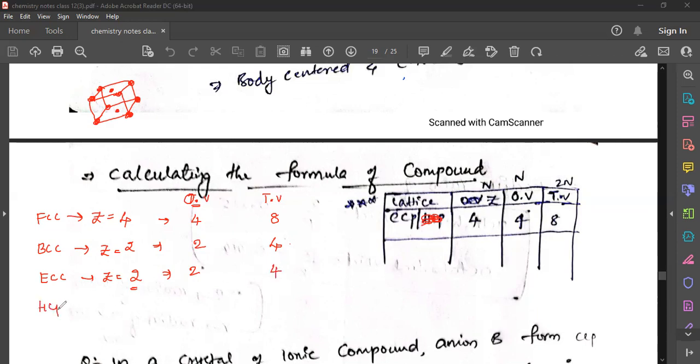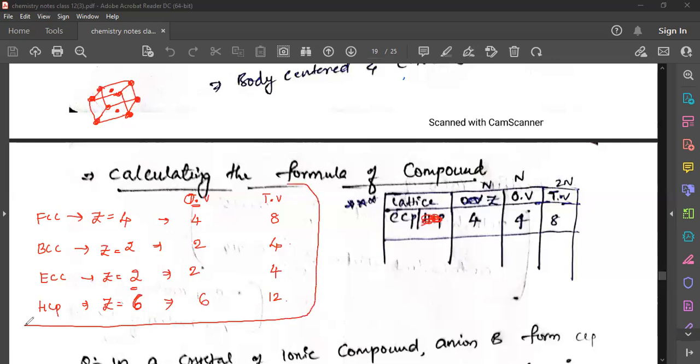What about the HCP? HCP structure, what is the Z value? It is 6. Z value will be 6 in the case of HCP. And octahedral voids also 6, tetrahedral voids will be 12. So these are the important things.